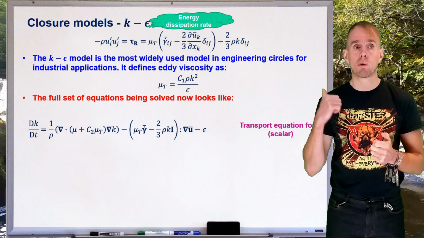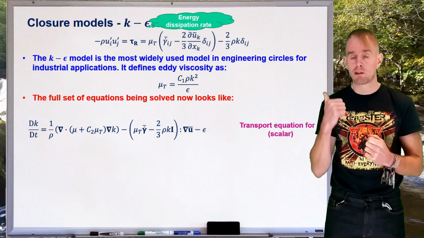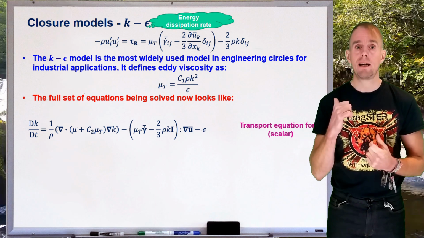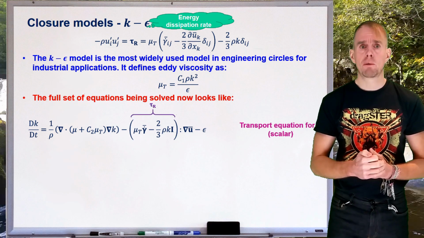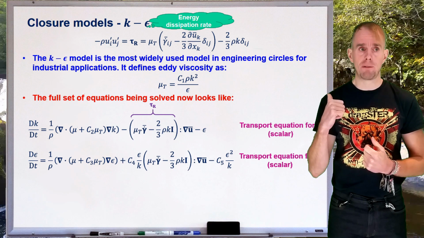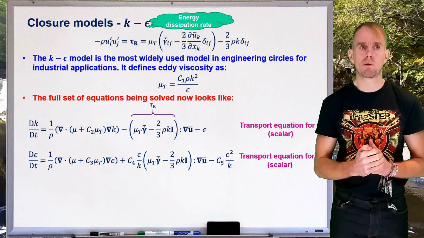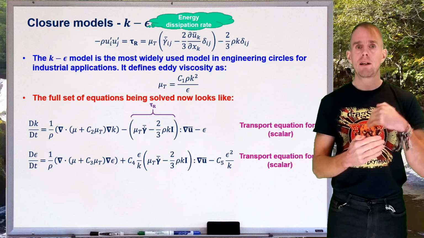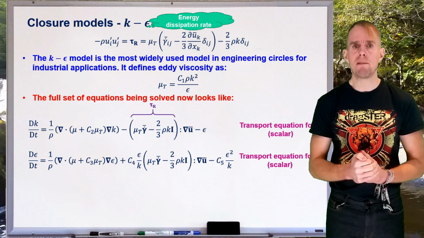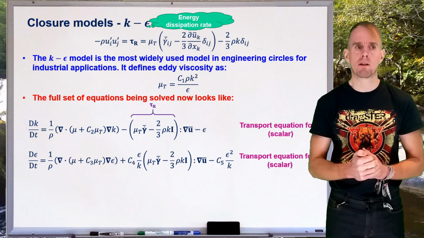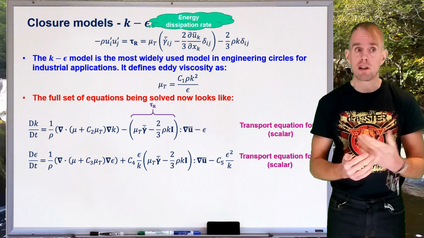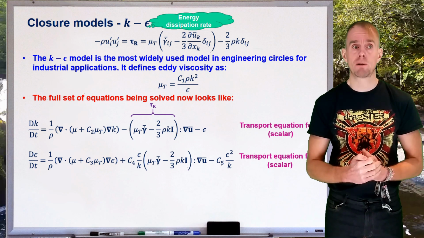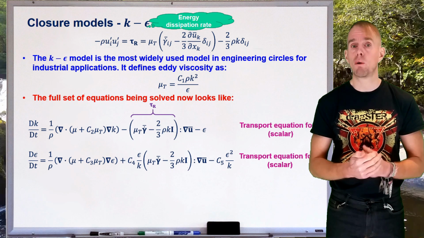And mu t, of course, we can relate to k and epsilon, so we can substitute that expression for mu t into that transport equation. We need a transport equation, therefore, for epsilon, and that I've now written on the board for you. And we can see that both in the transport equation for k and the transport equation for epsilon, we've got further empirical constants. For the k transport equation, we've got C2. In the epsilon transport equation, we've got C3, C4, and C5.